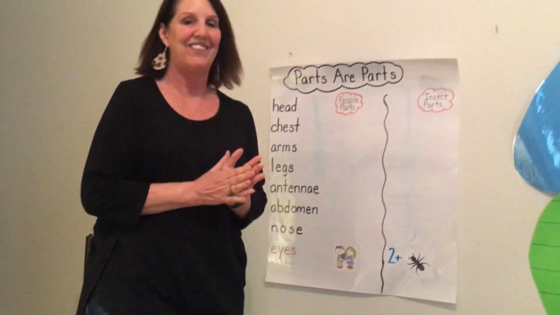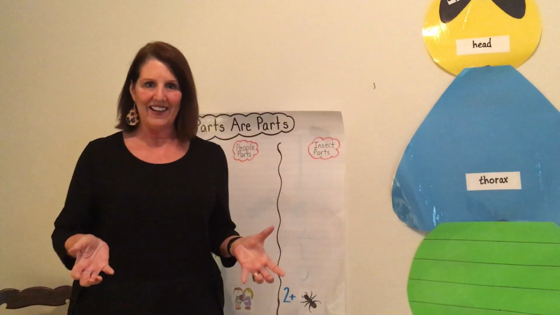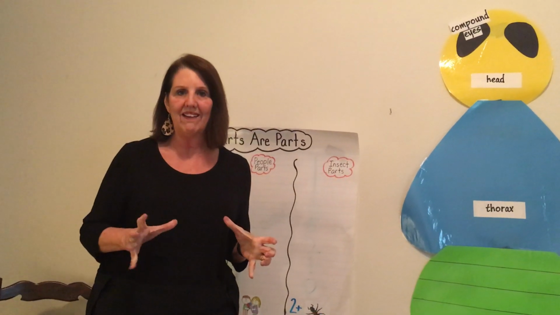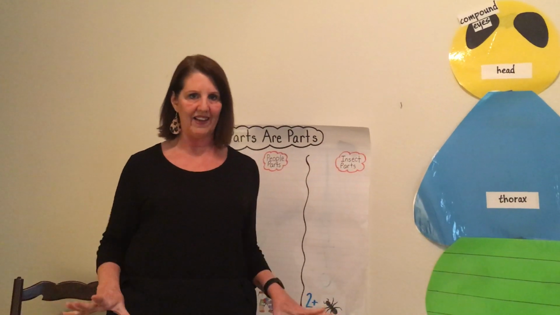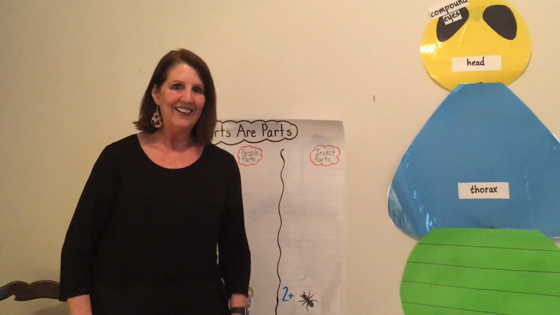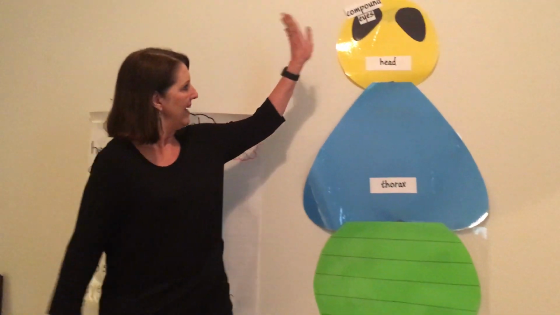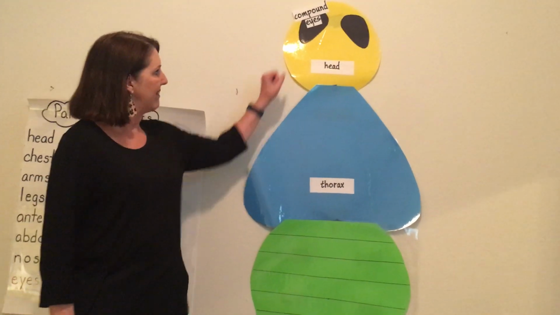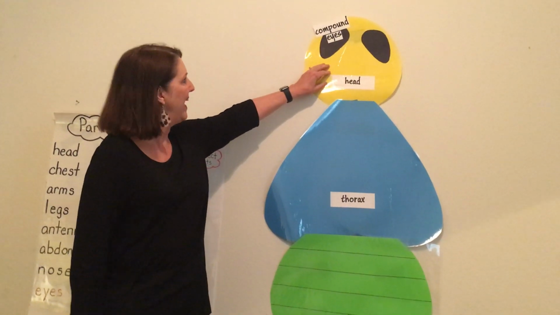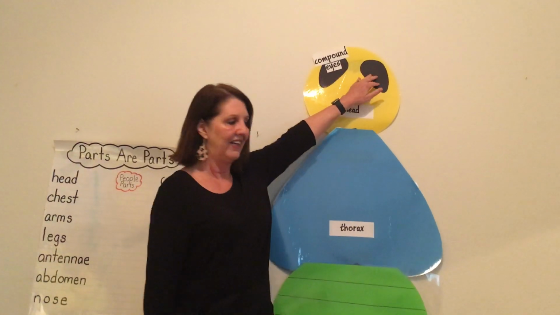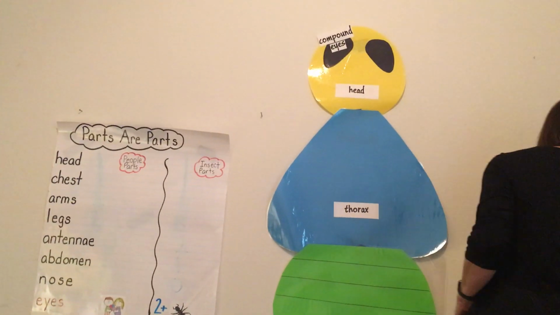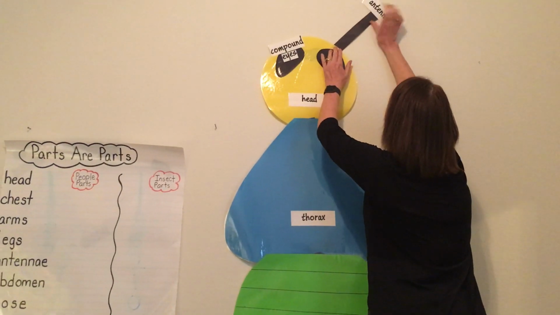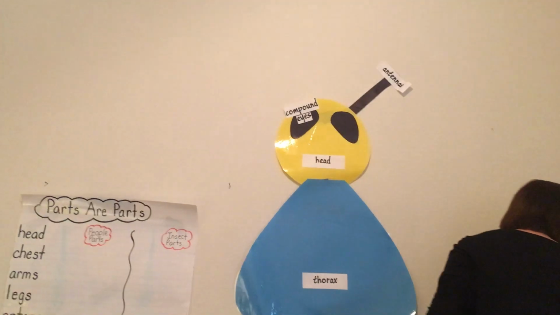We are going to have a little lesson about insects. What I'm going to do today is tell you what all insects have in common. So this is my insect up here. It's not quite finished yet, but all insects have a head. On the head are the two big eyes. They also have the mouth, and they have two antennae. Here's one, and here's the other one.